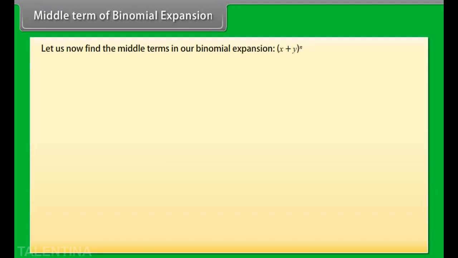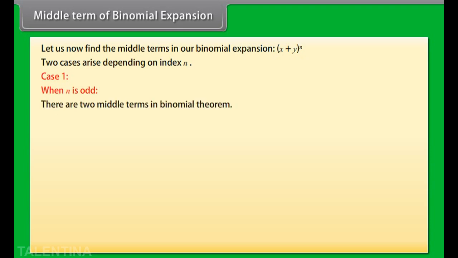Middle term of binomial expansion. Let us now find the middle terms in the binomial expansion x plus y raised to power n. Two cases arise depending on index n. Case 1. When n is odd, there are two middle terms in the binomial theorem: n plus 1 by 2th term and n plus 1 by 2 plus 1th term.